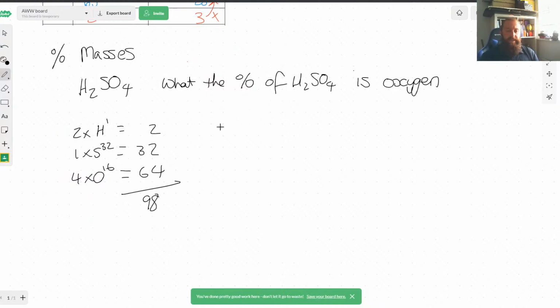To work out the percentage, we take the amount of oxygen and we divide it by the total mass. So it'd be 64 divided by 98 multiplied by 100. And that's it. So put that into a calculator, and I get 65.3%.